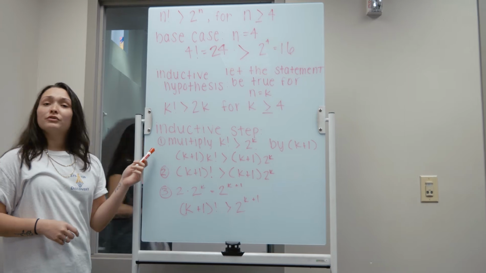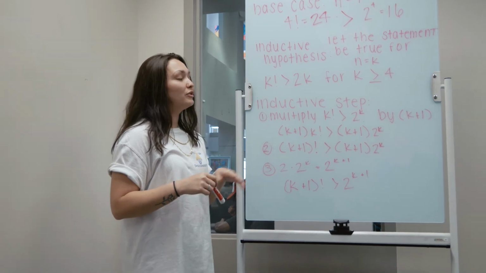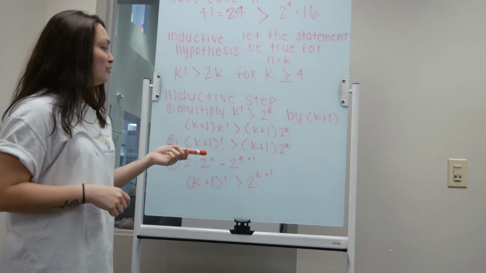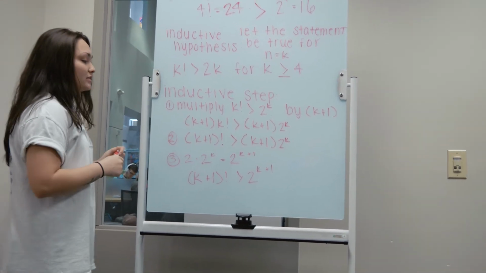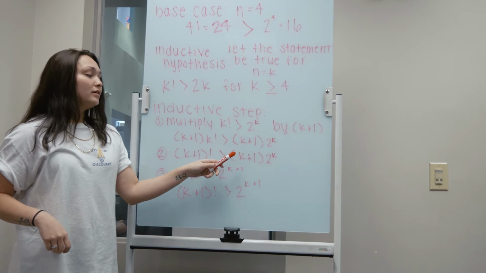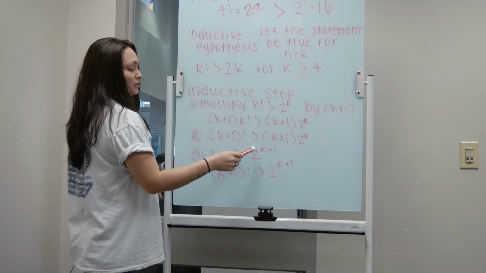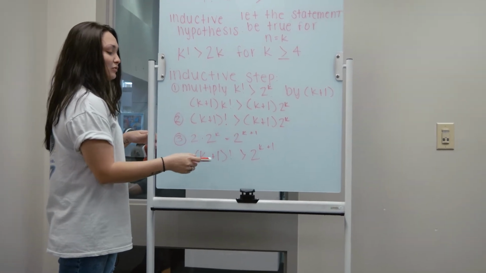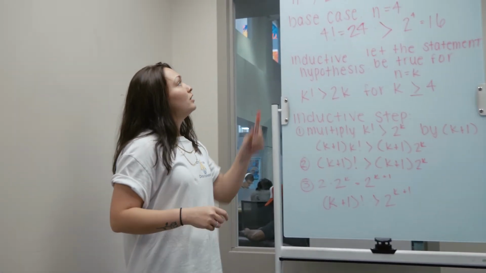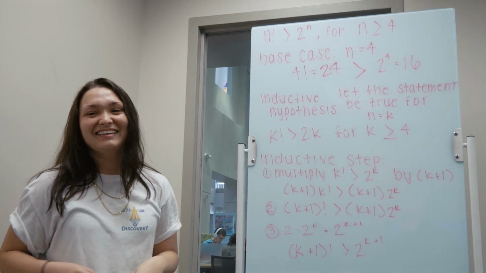For the inductive step, for the first part, we are going to multiply k factorial greater than 2 to the k by k plus 1 on both sides. So we're going to have k plus 1 times k factorial is greater than k plus 1 times 2 to the k. And for our second step, we have k plus 1 factorial, getting rid of this k, is greater than k plus 1 times 2 to the k. And then we end up with 2 times 2 to the k equals 2 to the k plus 1. And k plus 1 factorial is greater than 2 to the k plus 1. So therefore, by mathematical induction, n factorial is greater than 2 to the n for when n is greater than 4.